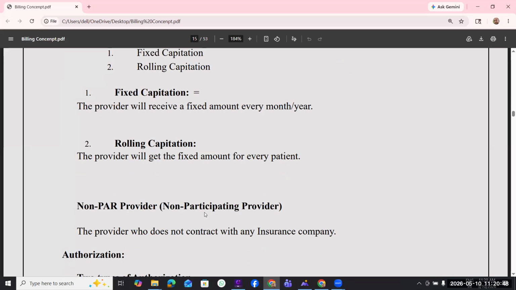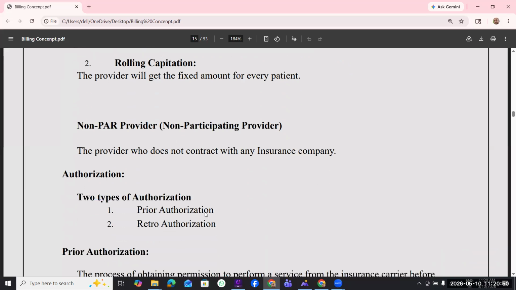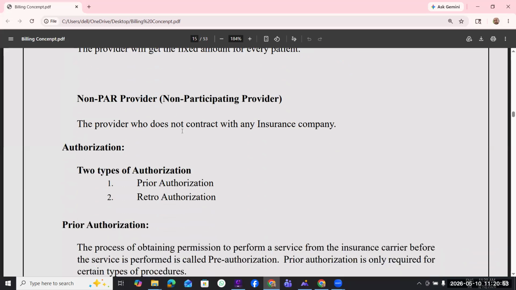Non-PR provider, non-participant provider. What is a non-PR provider? The provider who does not contract with any insurance company.